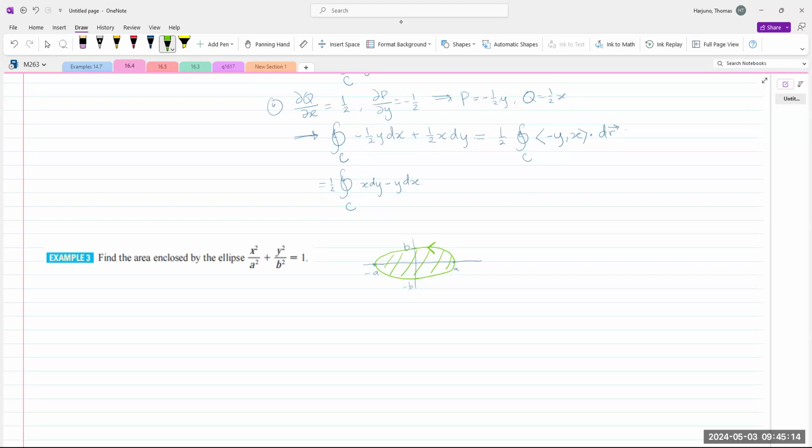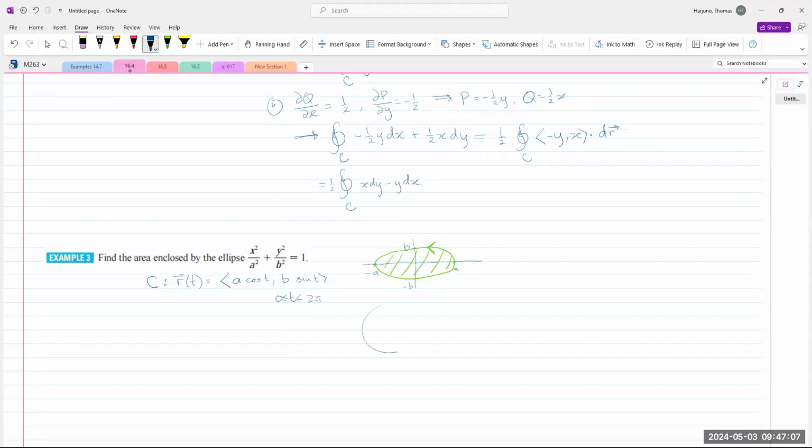So instead of doing the double integral to find the area of that ellipse, what we can do is we parameterize that ellipse. So you see that I can say C is parameterized by r(t), where the x component is a cos t and the y component is b sin t. How do you get that? Think of that as a circle.